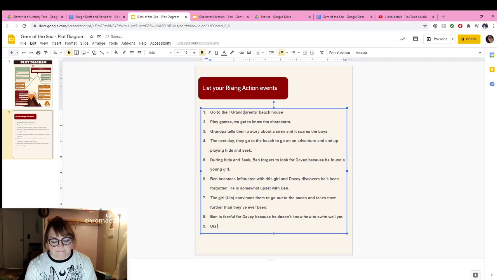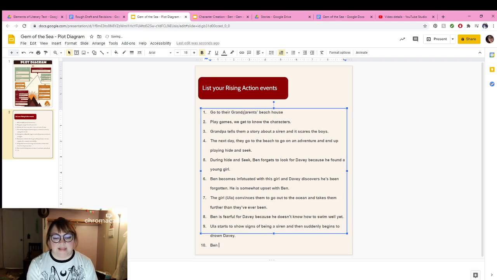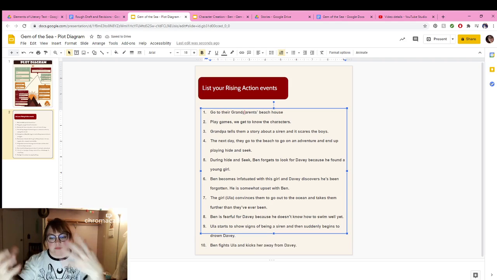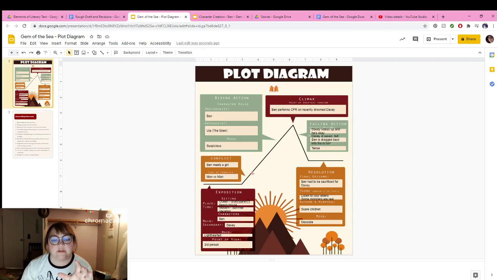Ula starts to show signs of being a siren and then suddenly begins to drown. Ben fights Ula and kicks her away from Davy. Okay, so do you see how it grew in suspense? It grew over time. So that is what's happening here. And these are the things that are happening in the rising action.